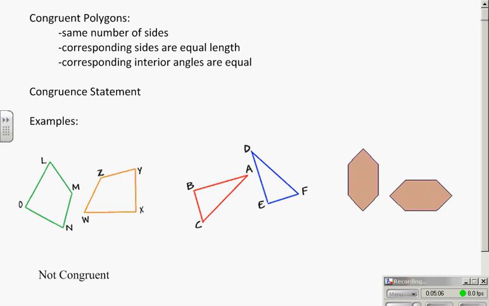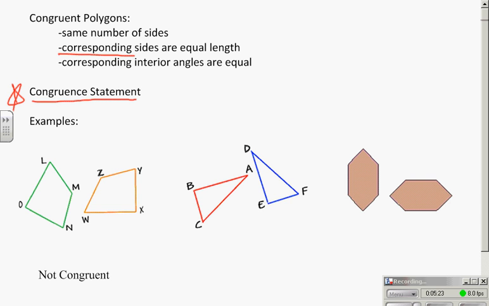Now, congruent polygons have all the same shapes, all the same side lengths, all the same angles. But key word in this is corresponding. They have to be able to match up. Like I described it, it's an exact copy.